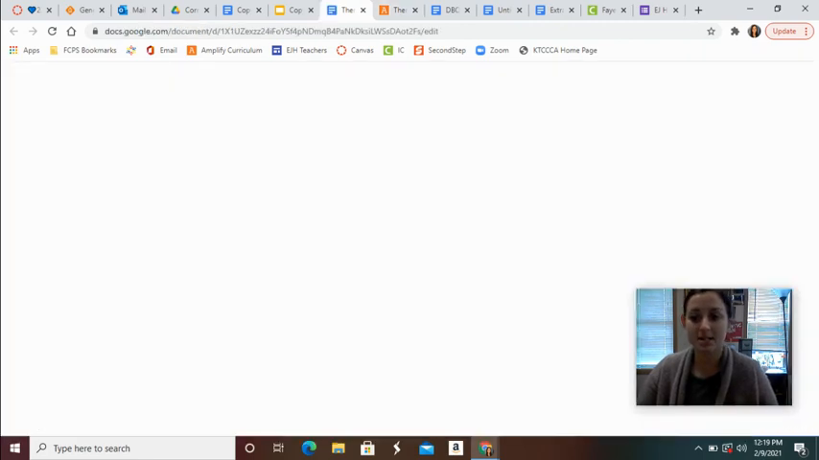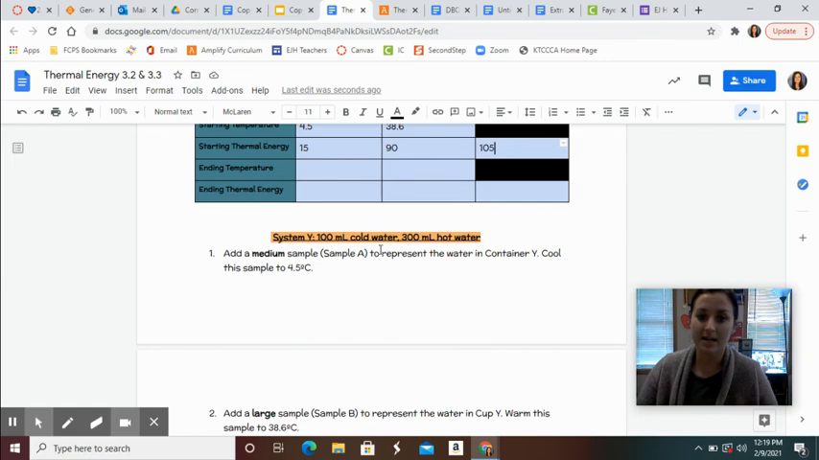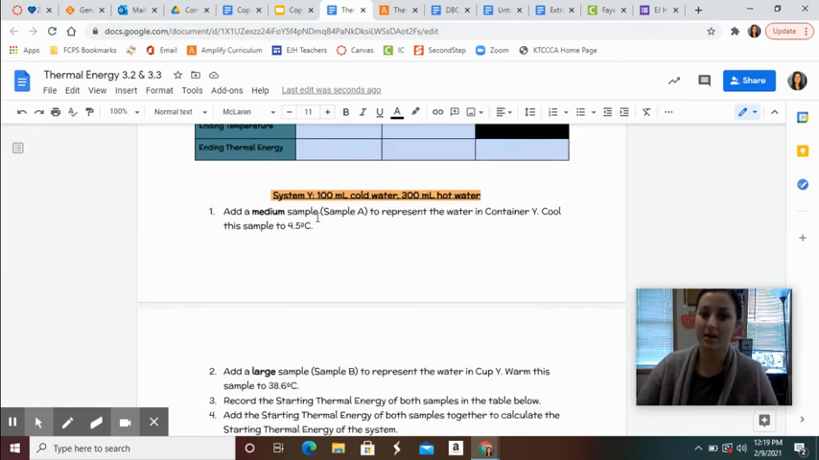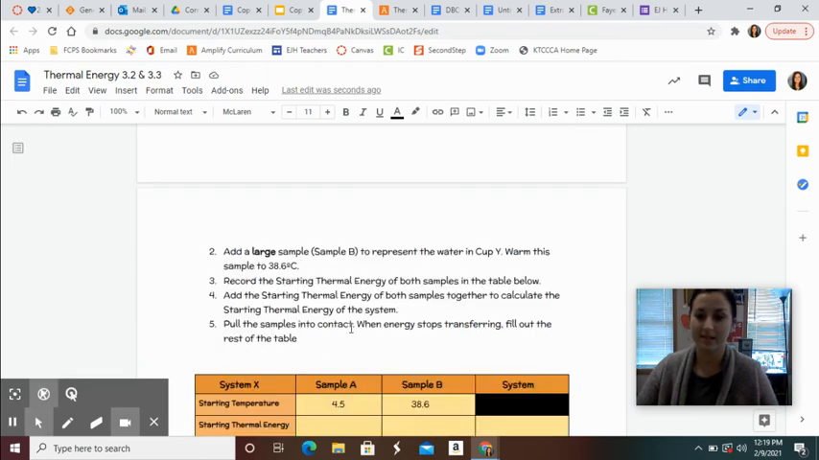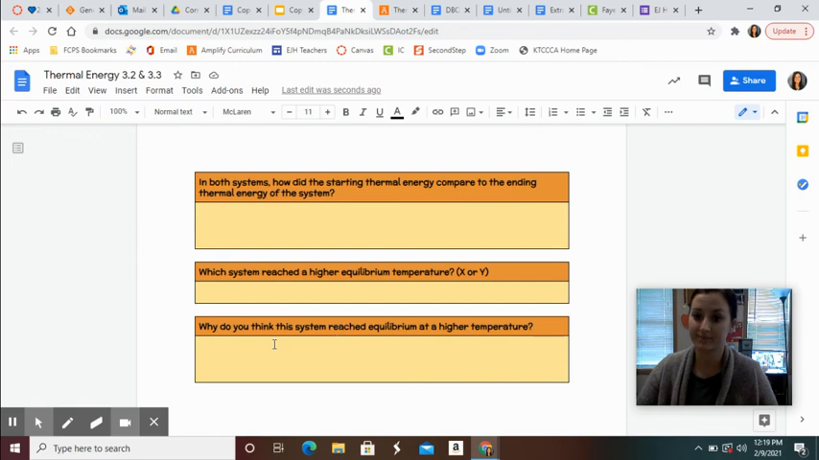So you're going to continue to do that. And then you will fill in this chart, and then you will do it again, but this time you're simulating the larger sample of water. So this time you'll have a medium sample and a large sample, and you'll repeat the same process. Okay. And then down here, there's a couple questions based off what you found out. And that's that. So make sure you turn it in when you're done.